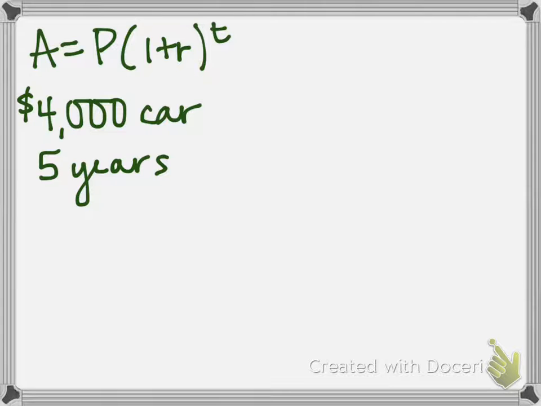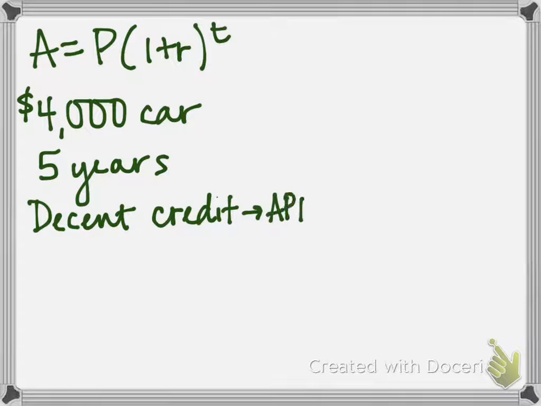So a $4,000 car at 5 years, and let's say I've got some decent credit, and the APR that they give me is, let's say 5%. No, let's go back. Let's say it's 5.25%. Okay? So the question is, how much am I going to have to pay them overall? I mean, that kind of matters. So to figure that out, I need to start plugging some stuff in.